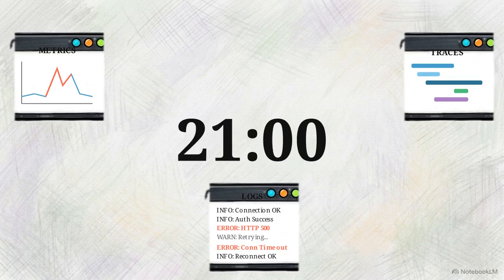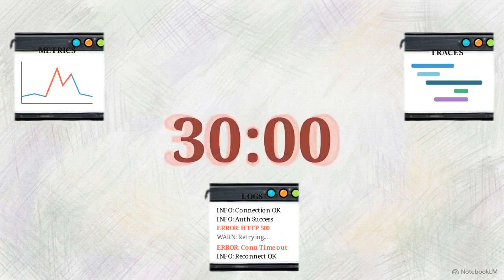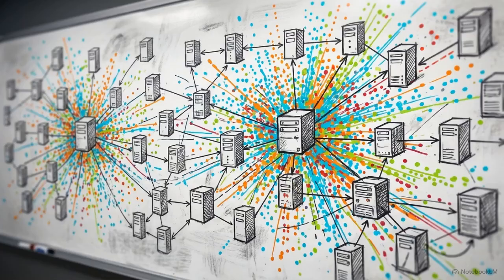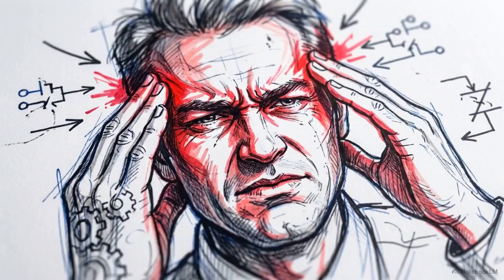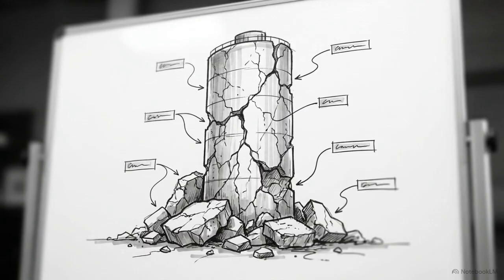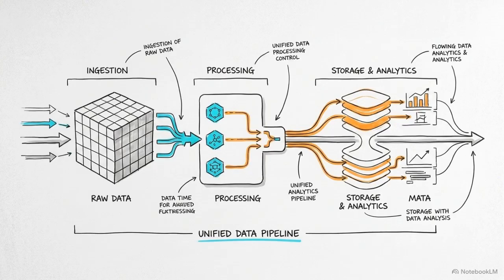Manually mapping a latency spike to a trace and corresponding log takes 30 minutes. At scale, an enterprise system generates over 1 million disparate telemetry events every single second. Manually searching across that volume is impossible during an outage. Solving this crisis requires abandoning isolated storage silos. We have to architect a unified data pipeline from the ground up.